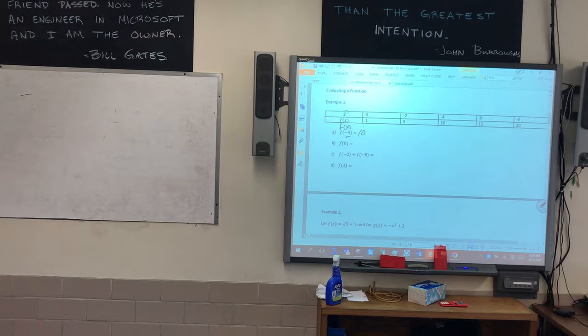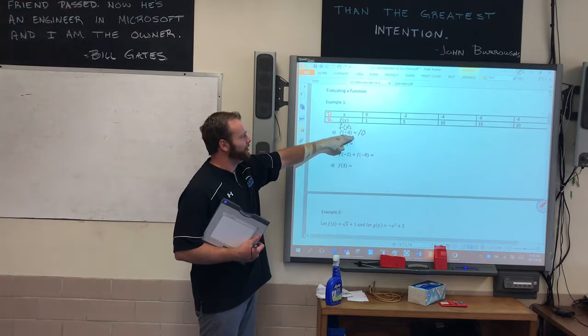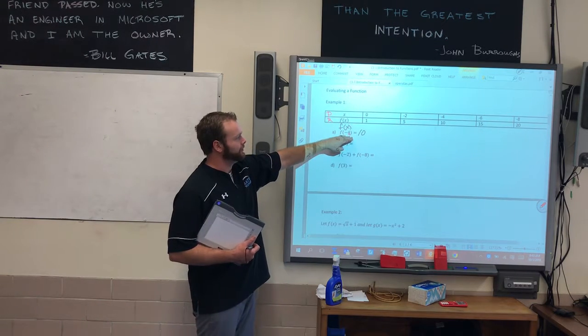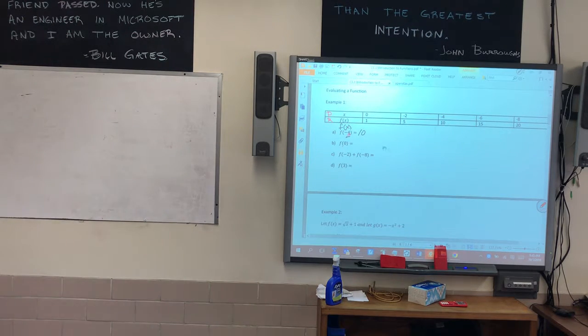Okay. Your x values are your what? Are they your domain or are they your range? Domain. And f of x are your range. Okay. So this is asking, what is the range value? What is your output for the domain value of -4? Okay. What about f of 0? What's that one? That's going to be 1.